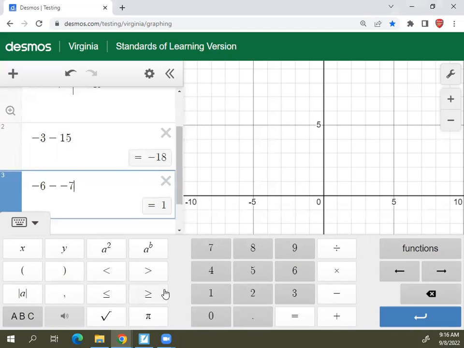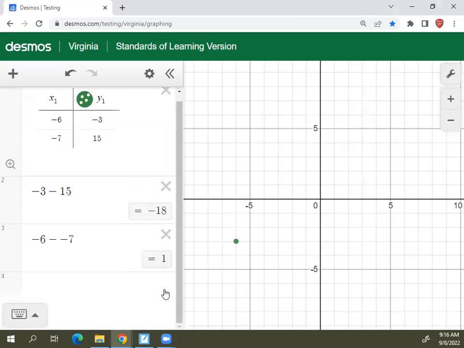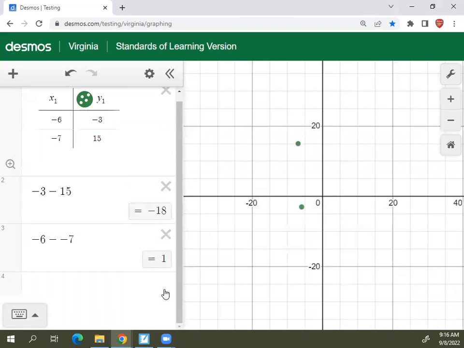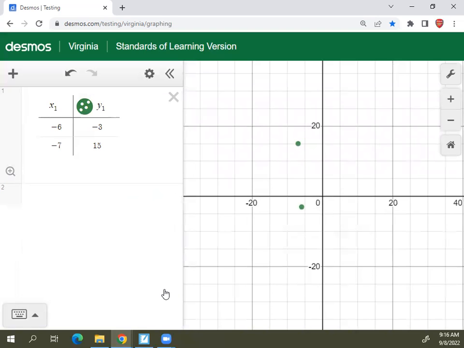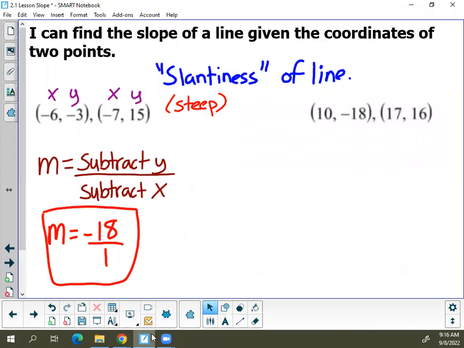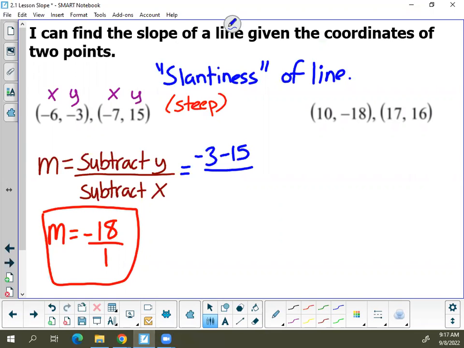And I think if I look at my graph, if I zoom out, I can see my 2 points there. -18 over 1 should be a pretty steep slope. And if I connected these 2 points, I think that you would think that line is pretty steep. So that's going to be my method for finding slope. You could do it by hand too if you wanted to. I could have done -3 minus 15 and -6 minus -7. Both ways are totally good. So you use which way you like, and then use that every time.